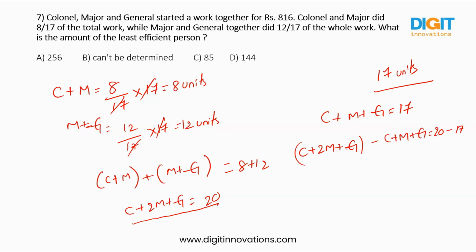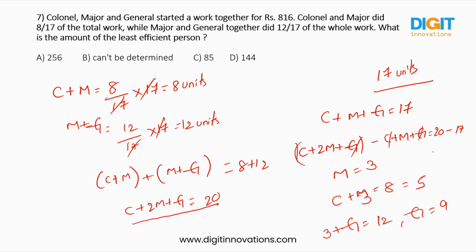20 minus 17, so you'll get C. 2m minus m, you'll get 3 here. So C, now we will find who is the least efficient one. C plus m, here 3 will get 8, which is 5. C is 5. When it comes to G, here it will be 3 plus G equal to 12. So G would be 9.